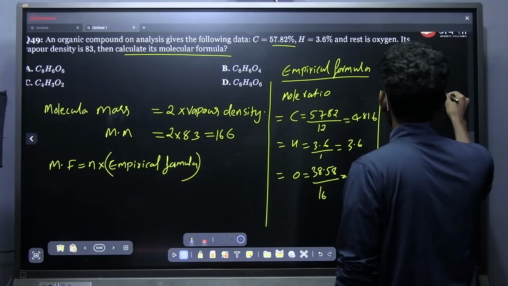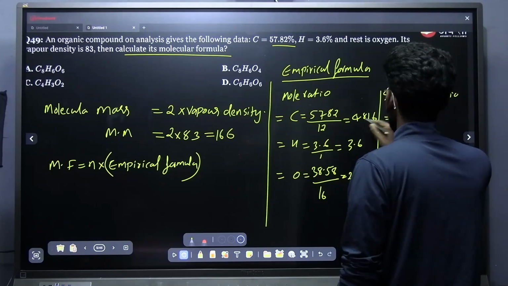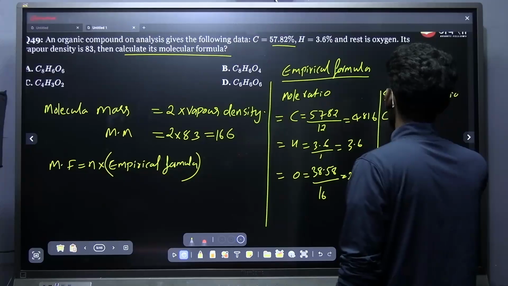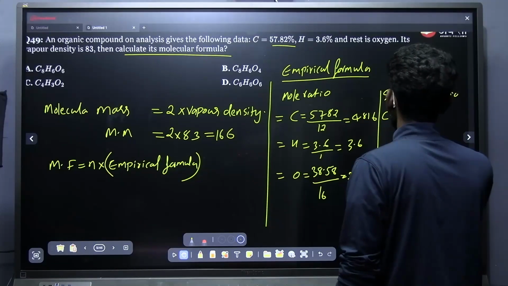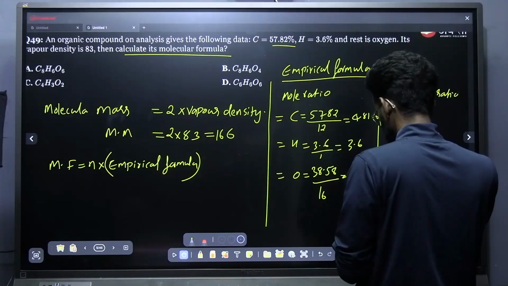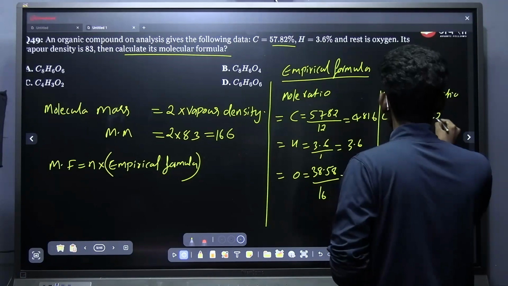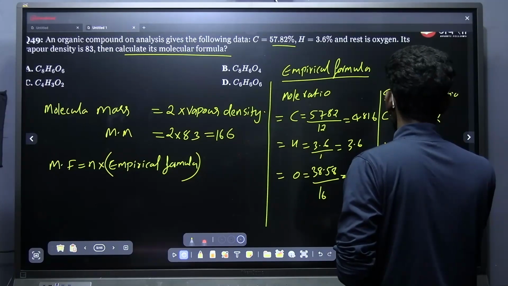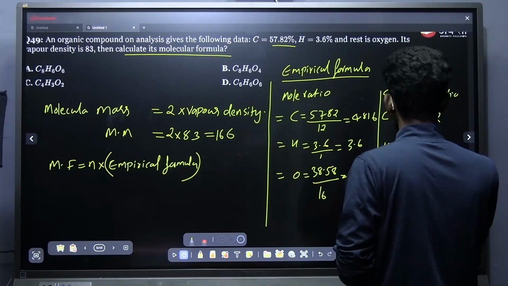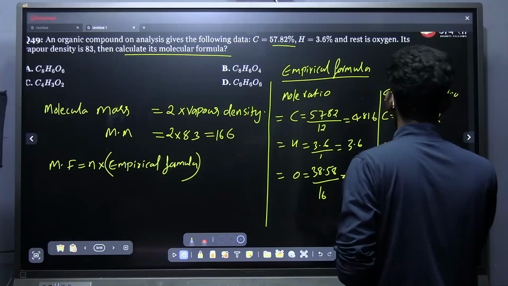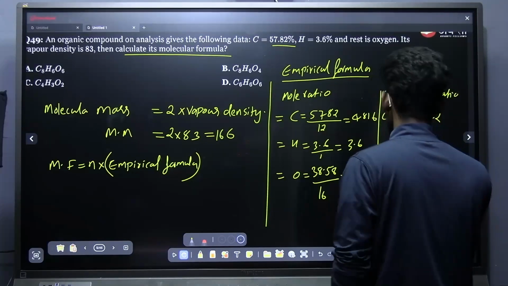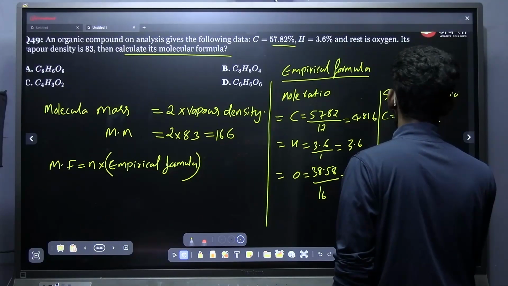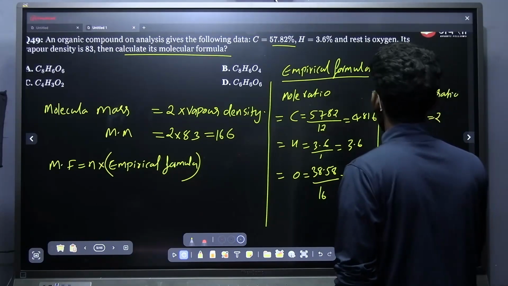Simplest mole ratio by dividing everything by the lowest value among these. So for carbon, it is 4.816 divided by 2.41. What is the answer? It is coming around 2. And for hydrogen, it is 3.6 divided by 2.4. Sorry, the answer is coming around 1.5. And for oxygen, it is 2.41 divided by 2.41, which is coming 1.